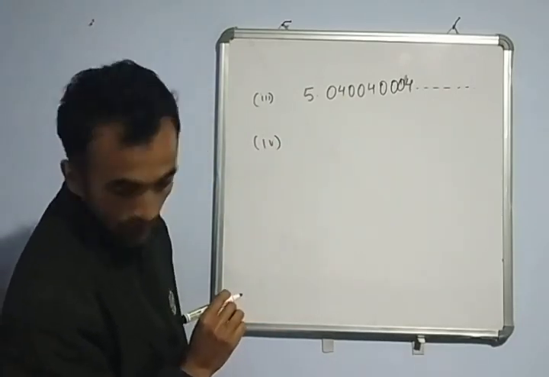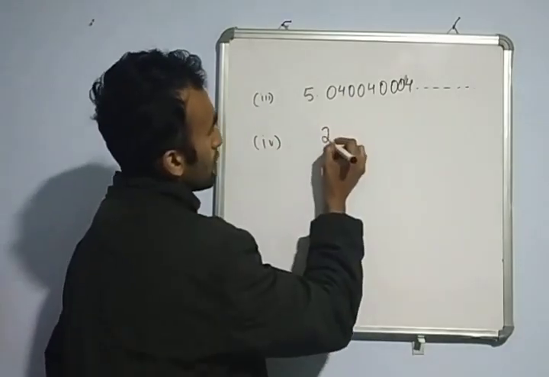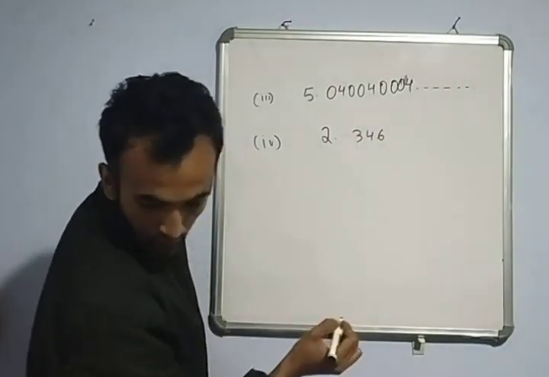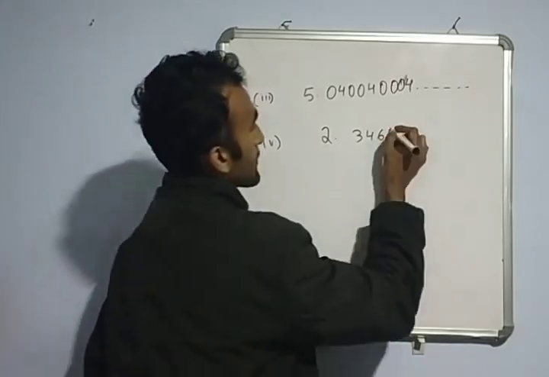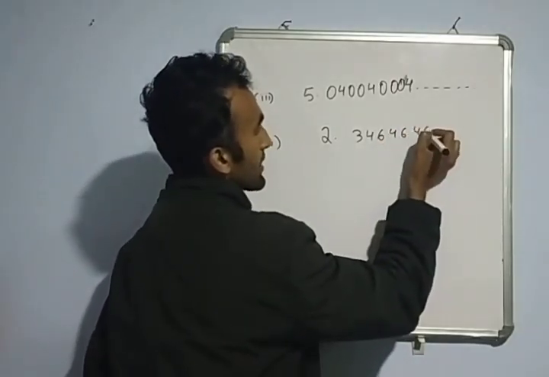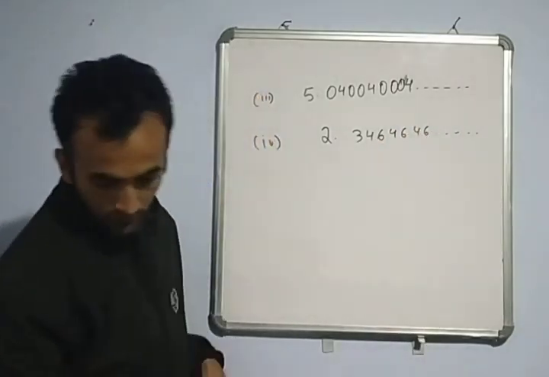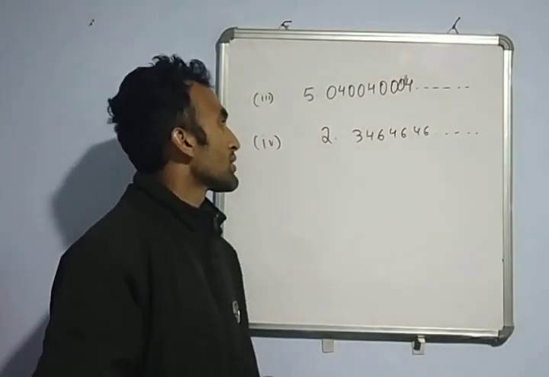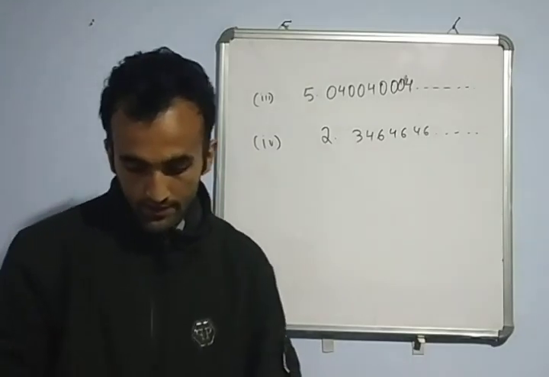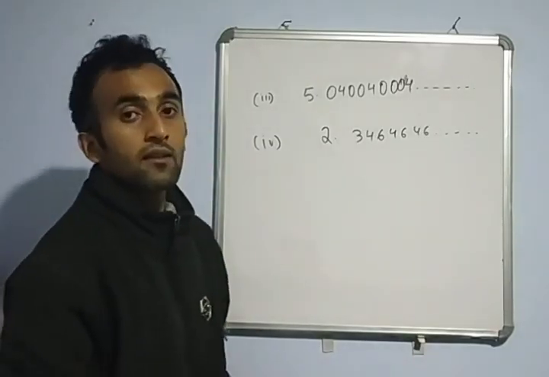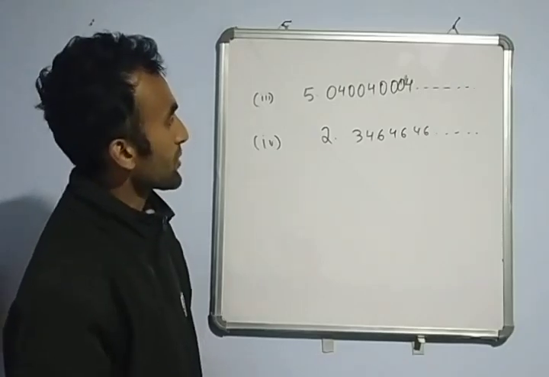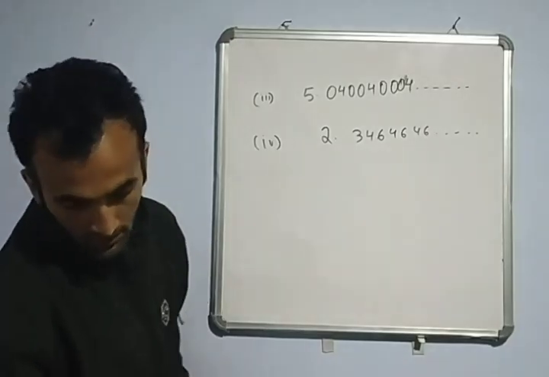Sub number 4 is 2.346, 46, like this. Now this also, you comment to me in the comment box whether it is rational or irrational, with the reason. I want the reason. These are the two questions which you can see.